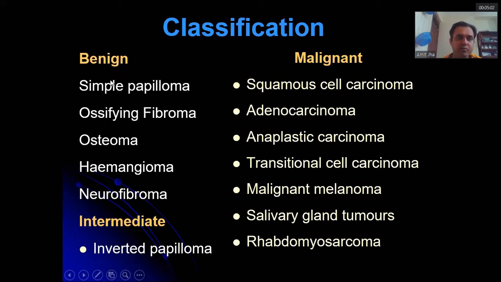Right? So, what are the benign tumors? Simple papilloma, ossifying fibroma, osteoma, hemangioma, neurofibroma. In intermediate, we have only inverted papilloma. Similarly, in malignant condition, we have squamous cell carcinoma, adenocarcinoma, anaplastic carcinoma, transitional cell carcinoma, malignant melanoma, salivary gland tumors, and rhabdomyosarcoma.